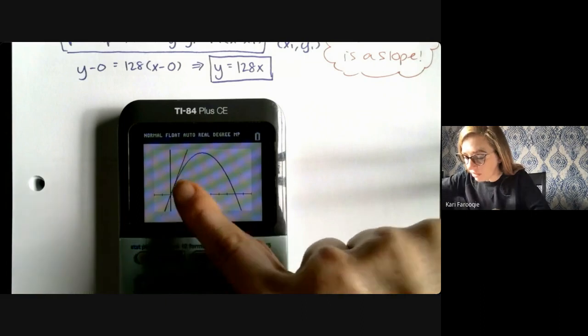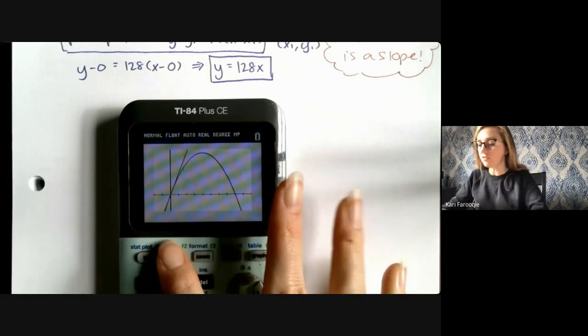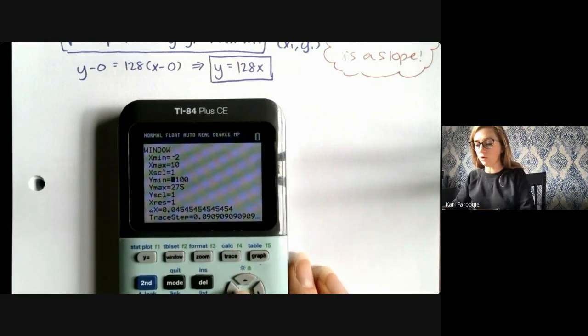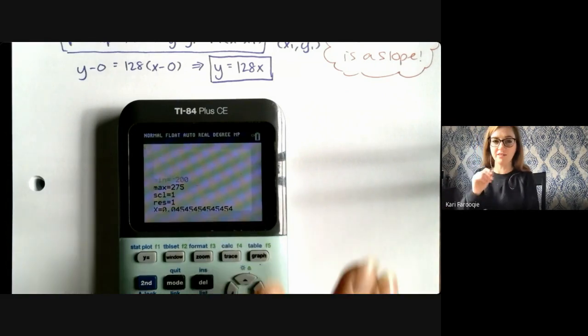Now you can start to see here how the tangent line, because it's straight, will eventually veer away from the curve. So if you were to change your window so that your y min was even smaller, like -200, you would be able to see this.